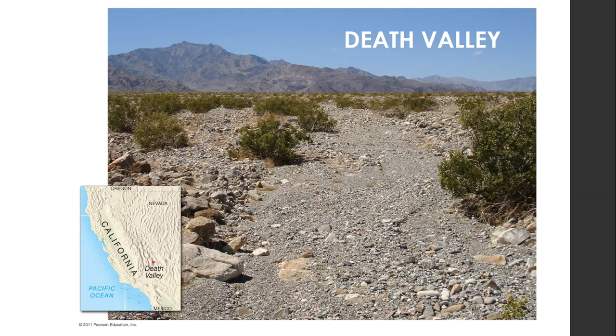And here is a picture in Death Valley, and you can see very, very little vegetation. You can see lots and lots of that loose material on the ground. So you can imagine when water comes through here, it can have a really big effect.